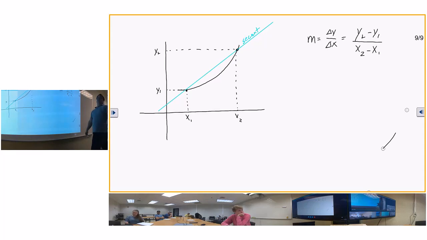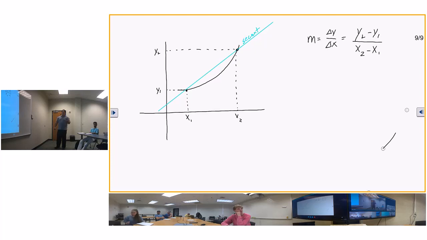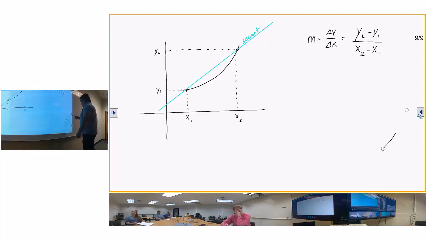Everybody with me? Yes or no? Yes. Okay, everybody understands that. That's your pre-algebra. That's your algebra 1, your algebra 2. Then what's going to change? Well, I'm going to throw the limit theory in there.